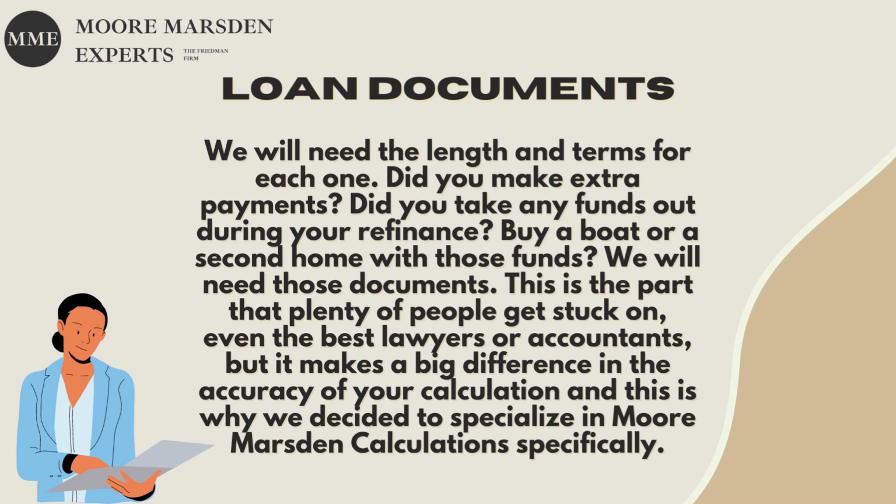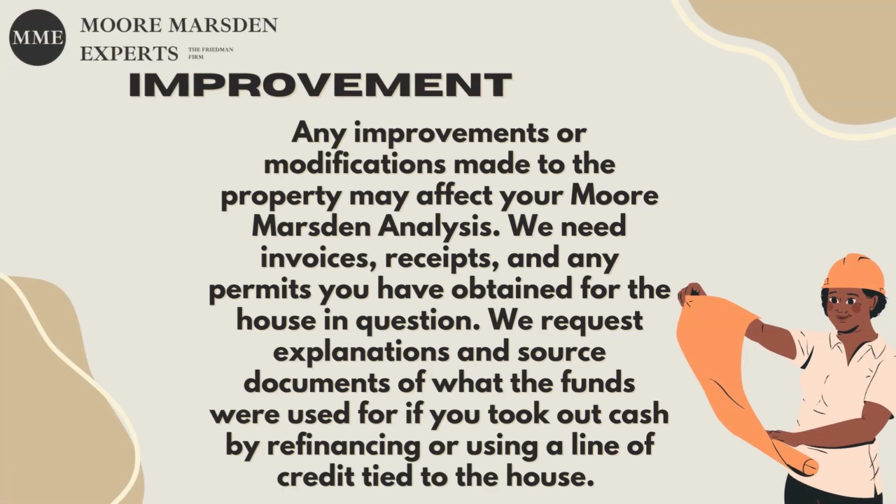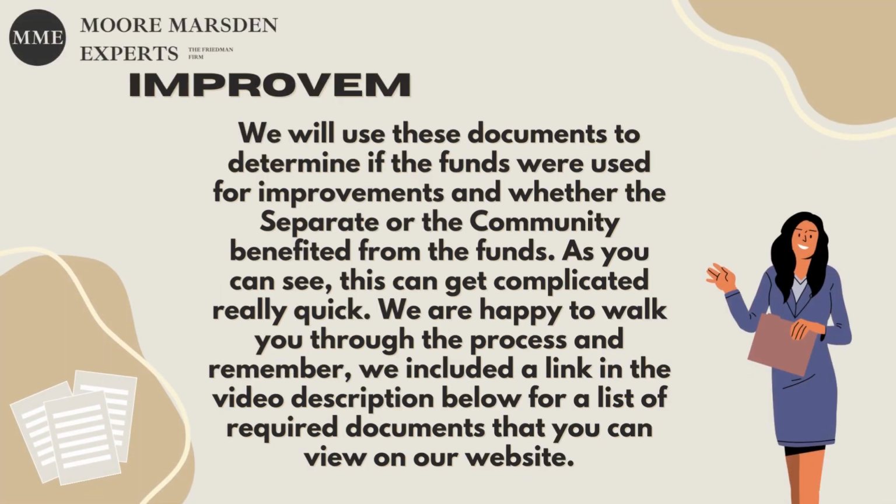This is the part that plenty of people get stuck on, even the best lawyers or accountants, but it makes a big difference in the accuracy of your calculation, and this is why we decided to specialize in Marsden calculations specifically. Any improvements or modifications made to the property may affect your Marsden analysis. We need invoices, receipts, and any permits you have obtained for the house in question. We request explanations and source documents of what the funds were used for, if you took out cash by refinancing or using a line of credit tied to the house. We will use these documents to determine if the funds were used for improvements and whether the separate or the community benefited from the funds.